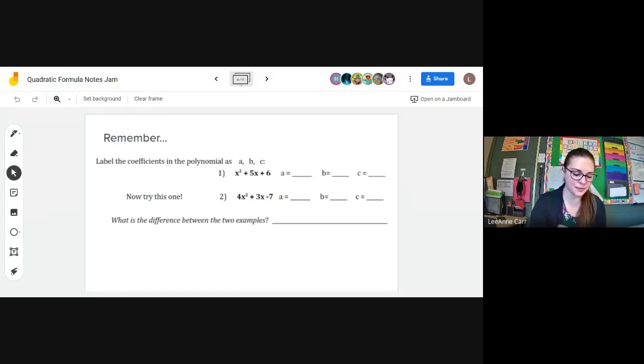So let's first label the coefficients A, B, and C in each polynomial. So we got two. Oop, I switched pages on my iPad. Sorry. We got two quadratics here. I want to label my A, B, and C. Okay, I'm going to give everybody about 20 seconds to think of their A, B, and C, and then I'll call on some random people.